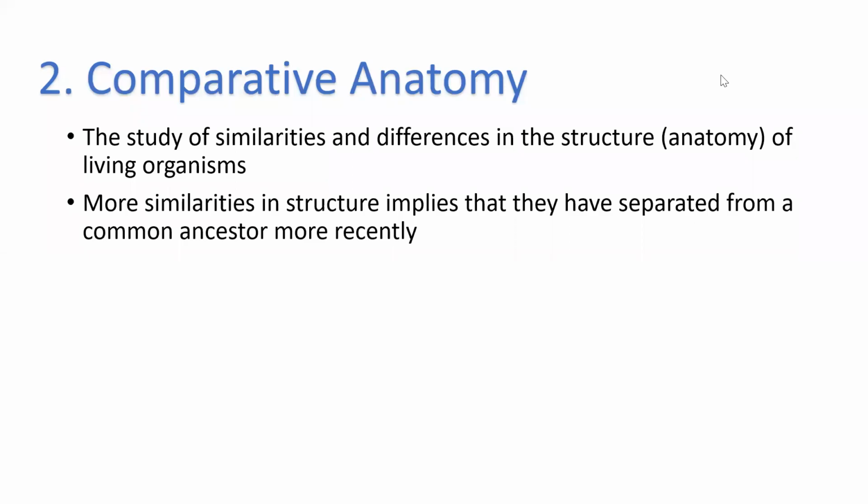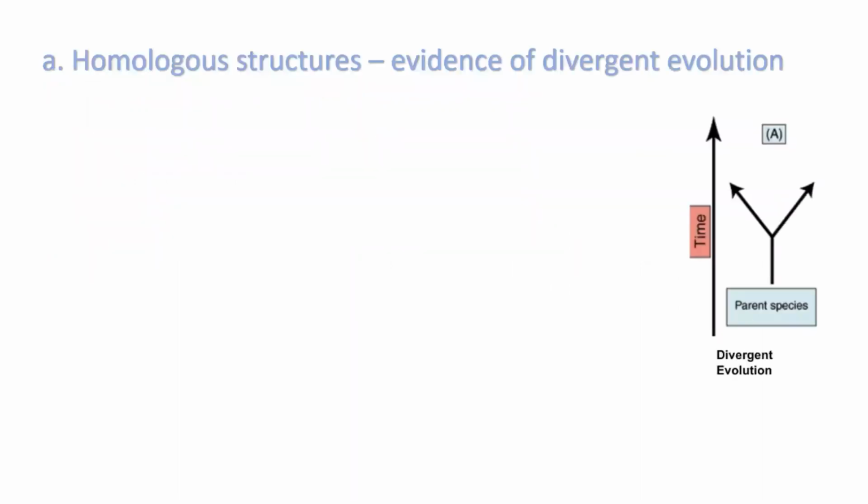Okay, so this is tutorial 3 for today, and we're looking at comparative anatomy, the study of similarities and differences in the structure of living organisms. More similarities in structure implies that they have separated from a common ancestor more recently. So remember this, divergent evolution. Homologous structures are evidence of divergent evolution.